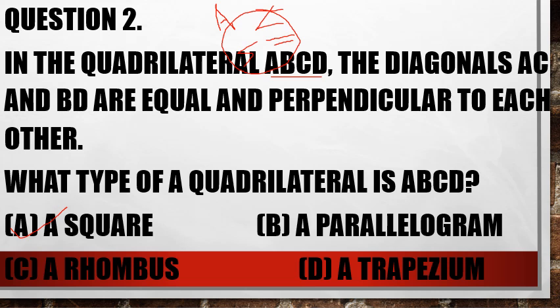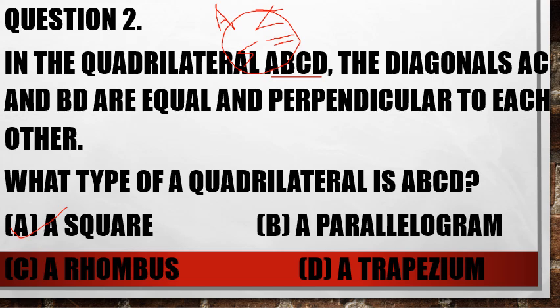Parallelogram is not true. Trapezium is not true. Rhombus is not true, because the diagonals of a rhombus are not equal. For the trapezium, we have no result that the diagonals of a trapezium are equal, and there is no such property that the diagonals of a trapezium are perpendicular. And for a parallelogram, there is also no property where diagonals are equal and perpendicular to each other.